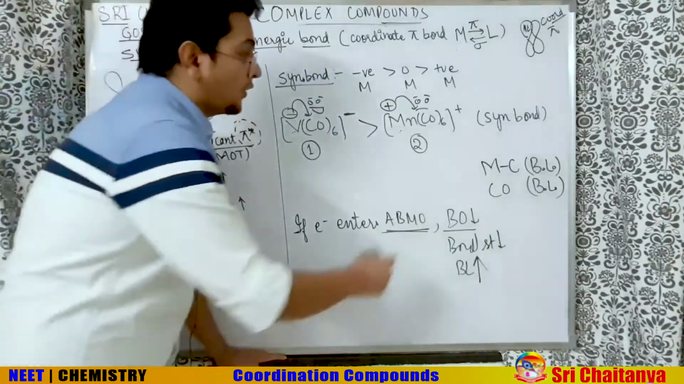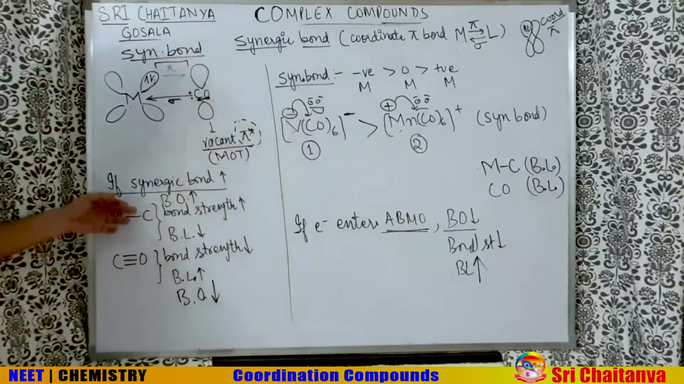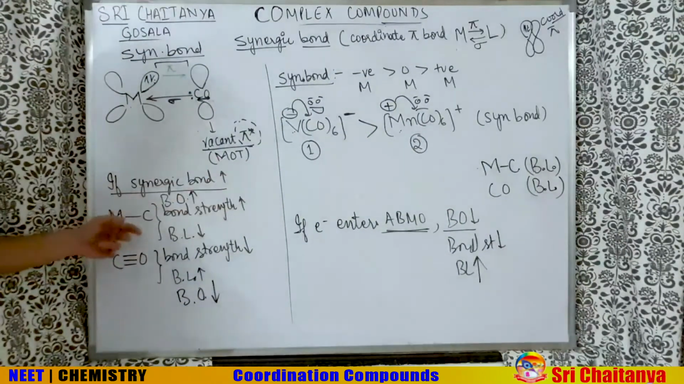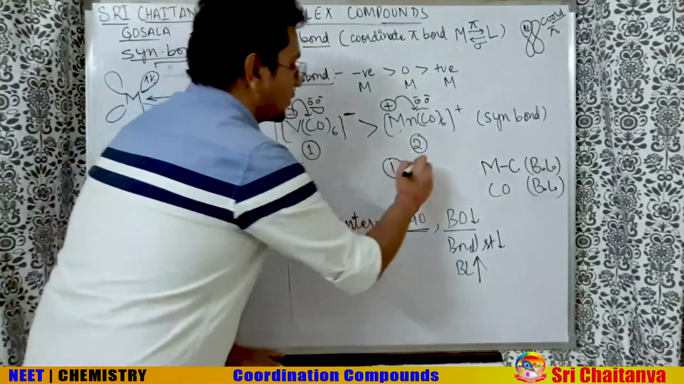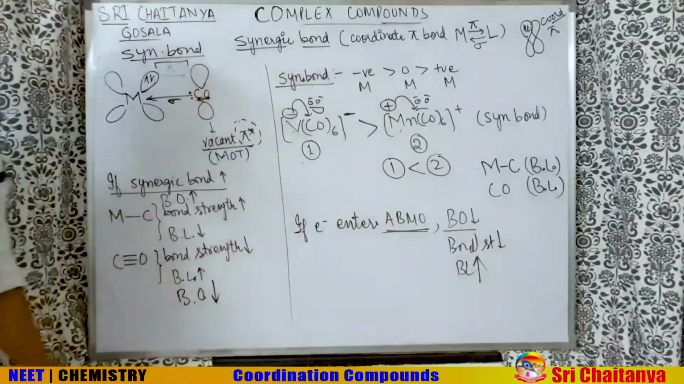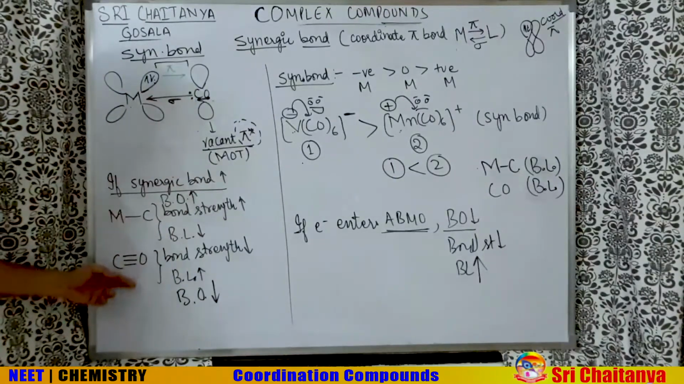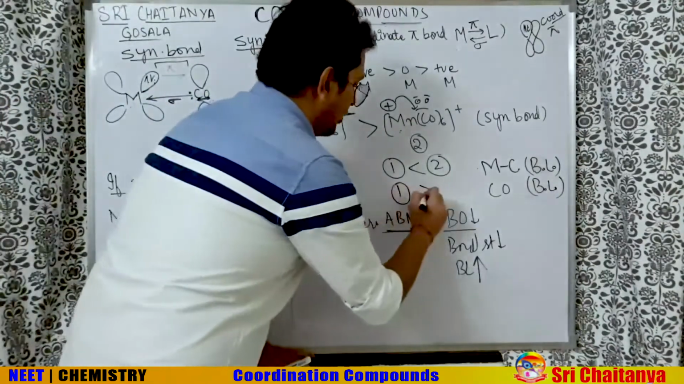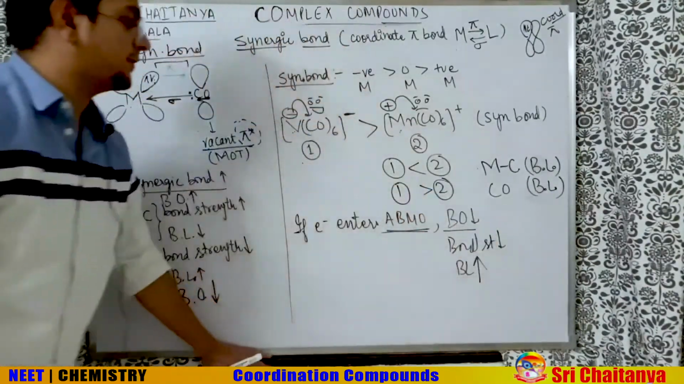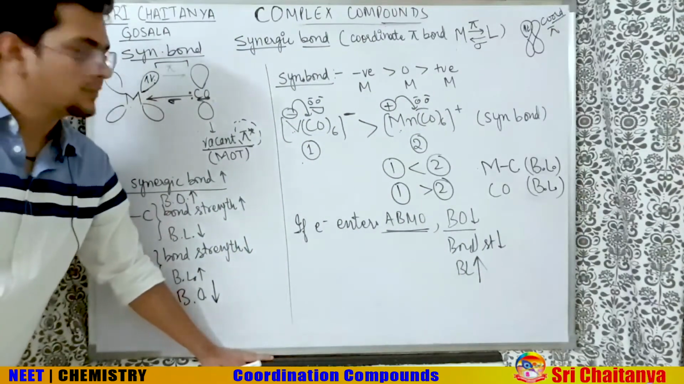So let us write the order of MC bond length. Bond length order I am asking. So if the synergic bonding is more, MC bond length is less. So synergic bonding is more for 1, so MC bond length will be less for 1. Also, as the synergic bonding is more, CO bond length is more. So as the synergic bonding is more, CO bond length will be more for the first case. I think this idea is very clear to us.